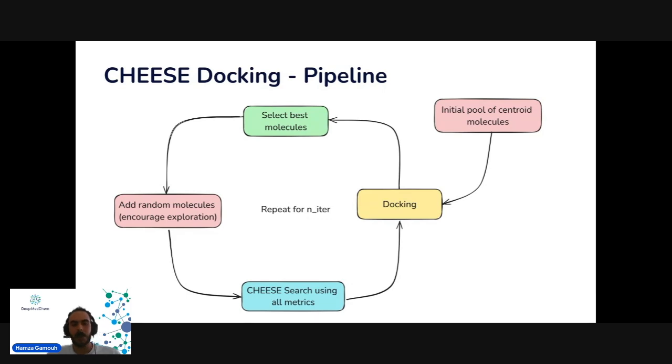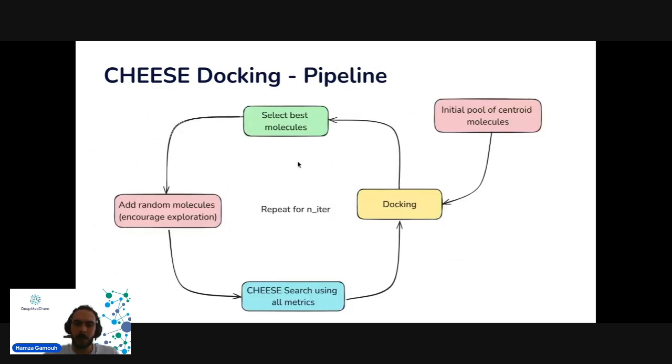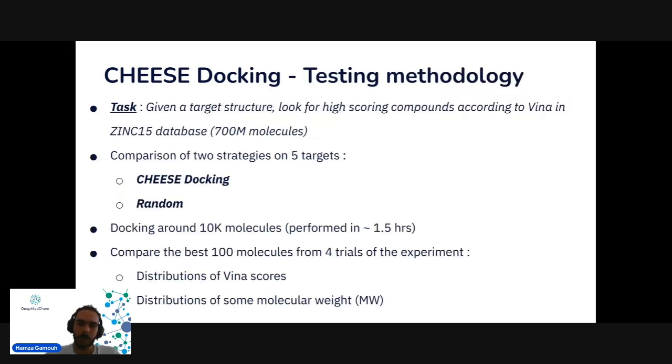The random strategy actually means that we are docking the same number of compounds. So if you select some parameters for the docking pipeline, you end up with a certain number of molecules to be docked. For this experiment, it's 10K molecules. So you just sample 10K molecules from the whole Zinc 15 database, and you dock them using AutoDock Vina, and you select the best 100. So it's just random docking over the Zinc 15 database.